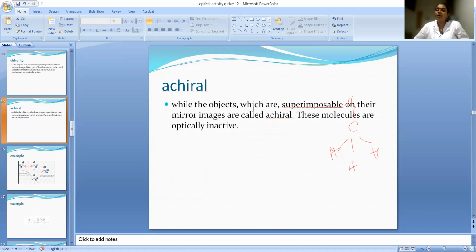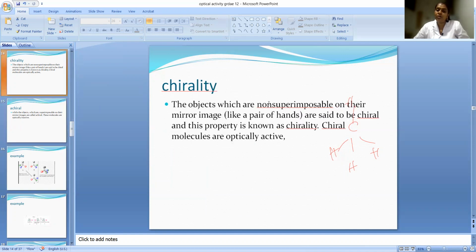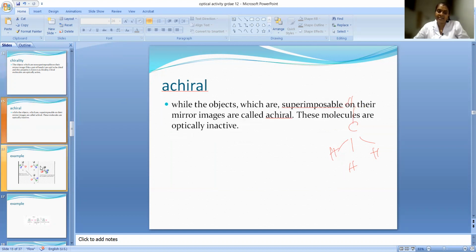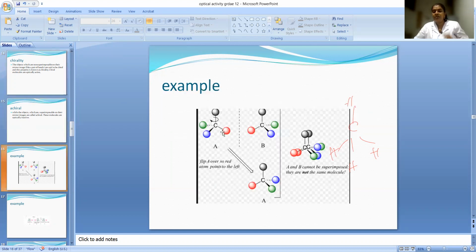They are optically inactive. This type of molecule which is achiral is optically inactive, and those type of molecules which are non-superimposable on their mirror image are optically active. So chirality means optically active, achiral means optically inactive. Look at this. If you take a molecule and see the mirror image, this is its mirror image.